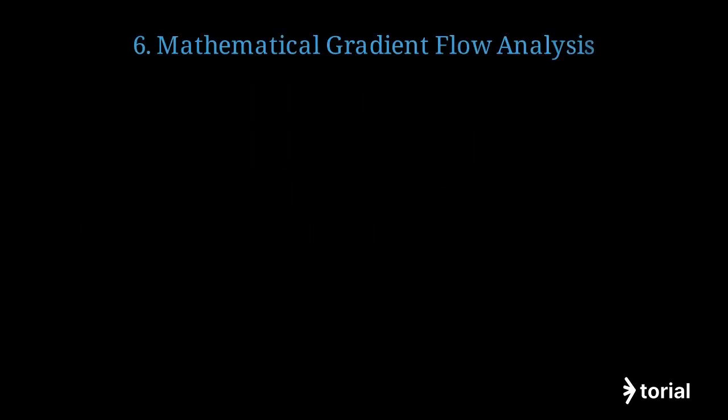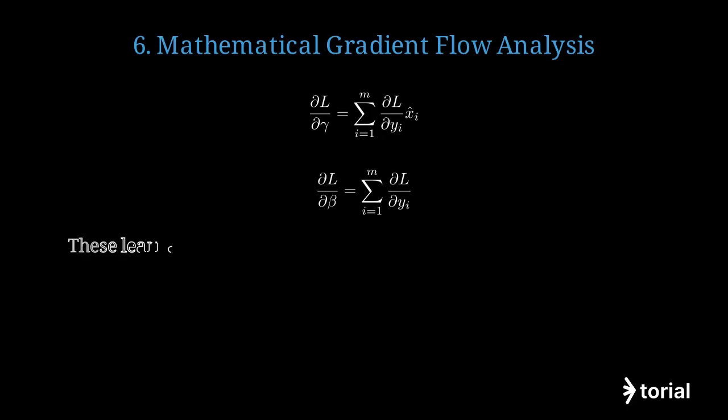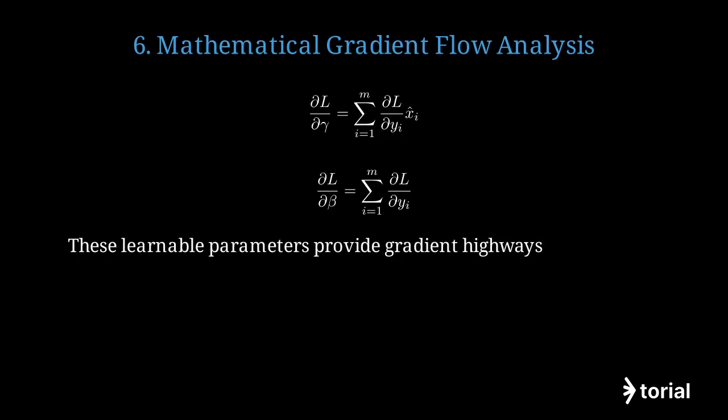Let's analyze mathematically how batch normalization improves gradient flow. The gradient with respect to the scale parameter gamma is the sum of gradients times normalized inputs, creating a direct gradient path. The gradient with respect to the shift parameter beta is simply the sum of output gradients, providing another direct path. Gamma and beta act as gradient highways, allowing information to flow backward efficiently, even through very deep networks. Forward paths flow left to right through normalized layers, while gradients flow back efficiently right to left without diminishing.